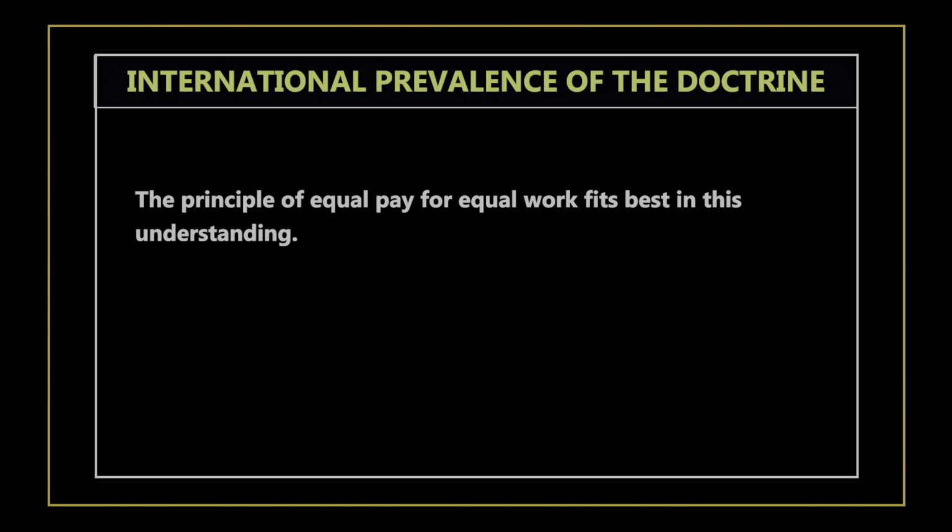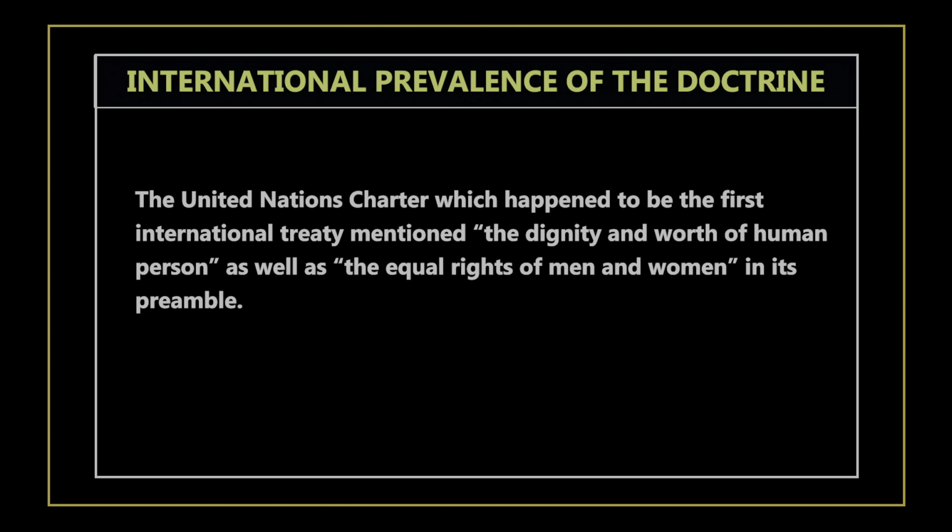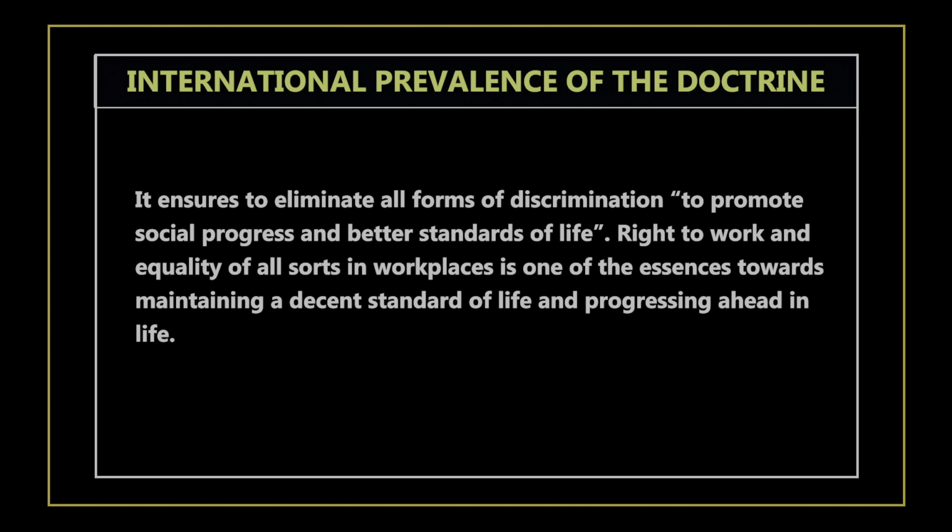The principle of equal pay for equal work fits best in this understanding. For a similar nature of work, under an egalitarian society, there should be similar wage and incentives irrespective of the birth, gender, color, caste, creed of the employees. The United Nations Charter, which happened to be the first international treaty, mentioned the dignity and worth of human persons as well as equal right of men and women in its preamble. It ensures to eliminate all forms of discrimination to promote social progress and better standard of life.